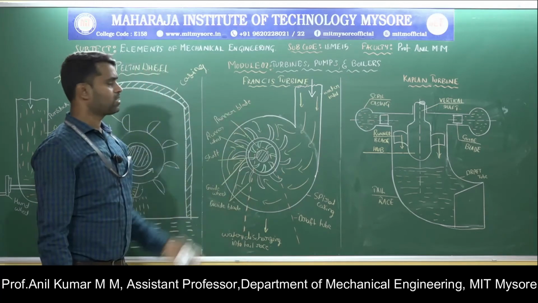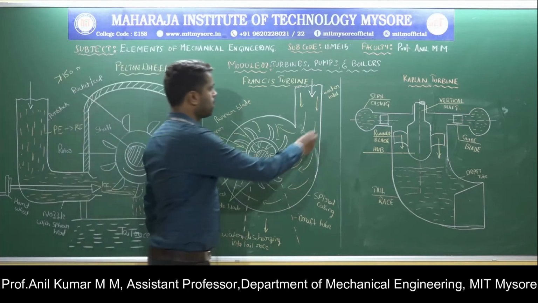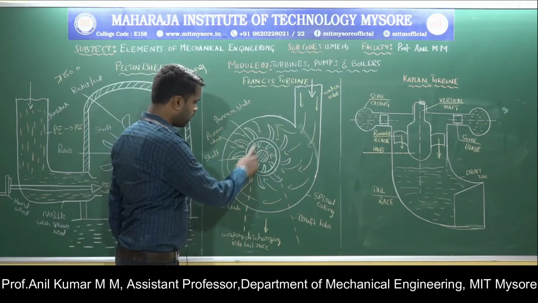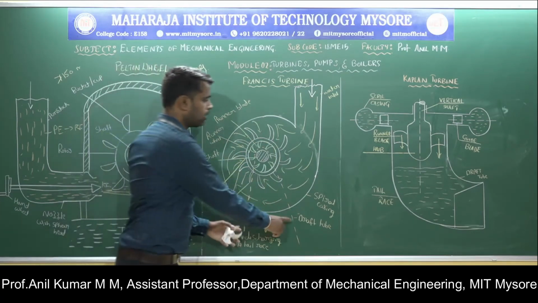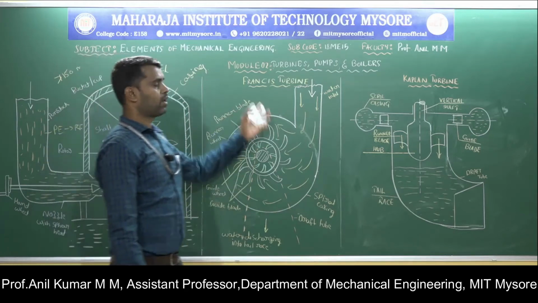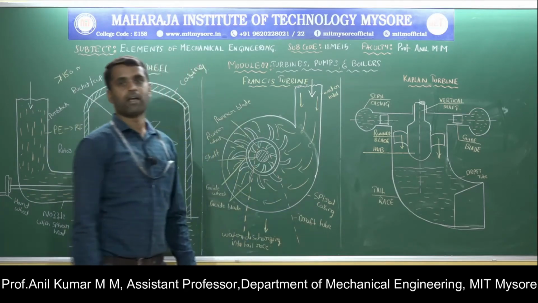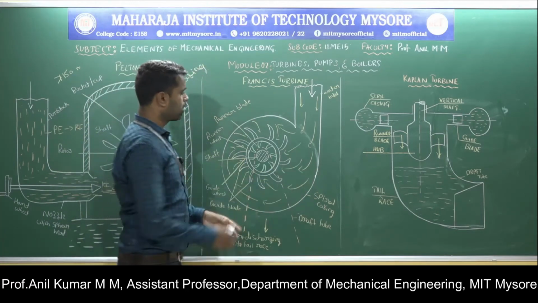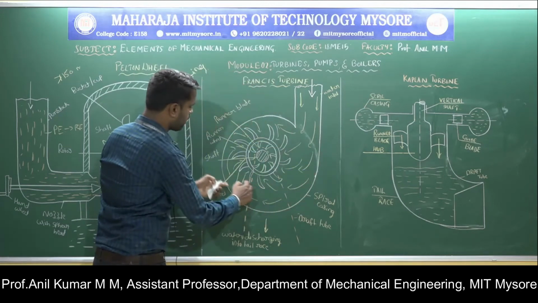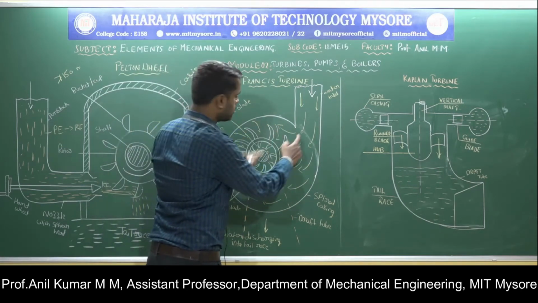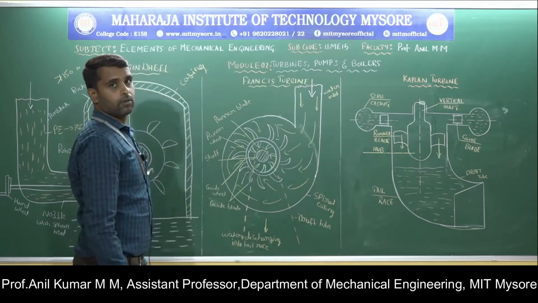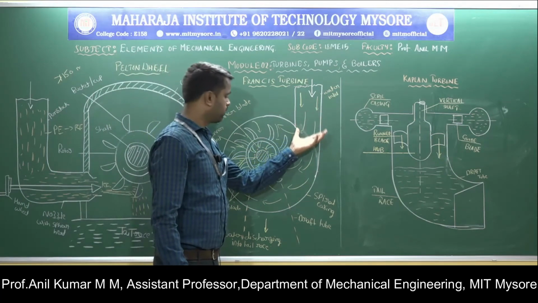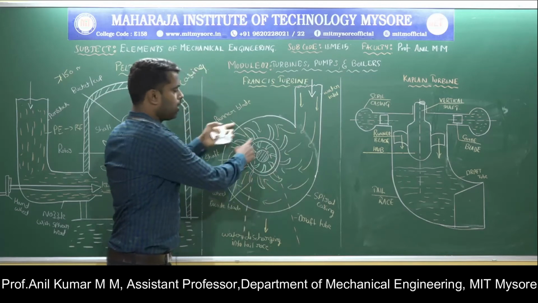This Francis turbine consists of the main components: the spiral casing, the guide wheel and guide blades, and the draft tube. These are the main components of the Francis turbine. The spiral casing is nothing but a closed passage having a decreasing cross sectional area. You can see here that the cross sectional area of the spiral casing gradually decreases along the flow direction.